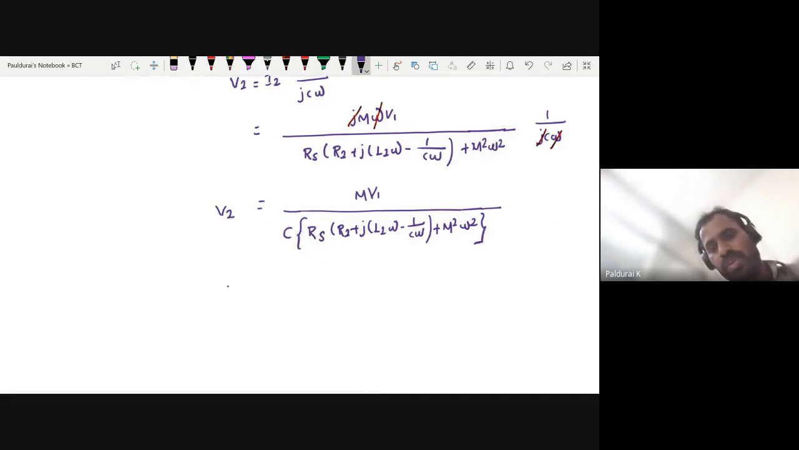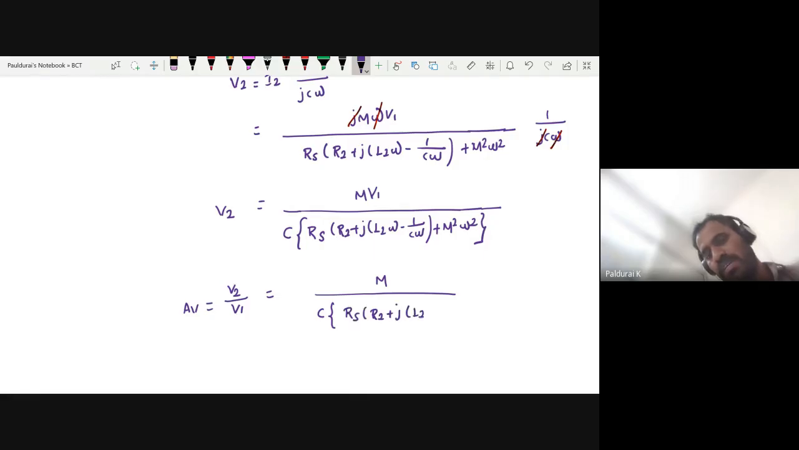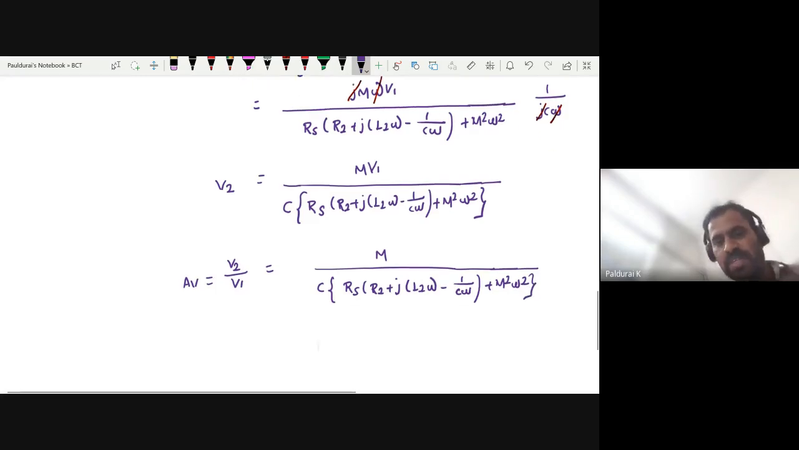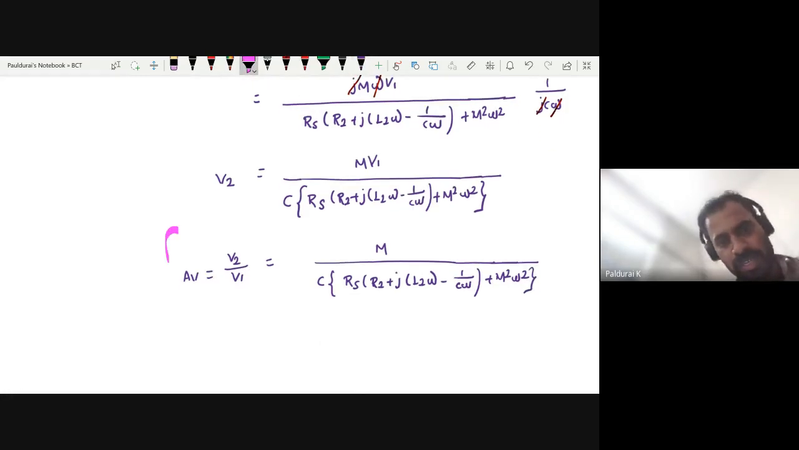I'm looking for voltage gain, that is my required voltage gain V2 by V1. So obviously it becomes m divided by c times Rs into R2 plus j L2 omega minus 1 by c omega plus m squared omega squared. Okay. So this is my required voltage gain.